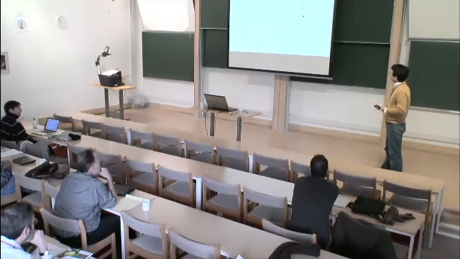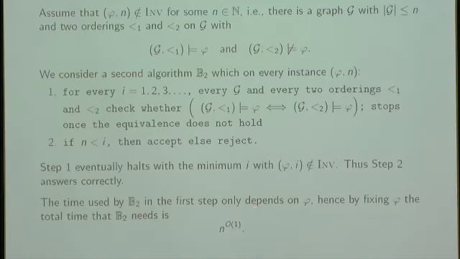And the running time of B2 on these instances phi n, the first step of B2, only depends on phi because it has nothing to do with n. And by fixing this phi, I know this B2 needs time only polynomial in n, in case phi is not order invariant. So you can see we have two algorithms, one dealing with order invariant phi, the second one dealing with not order invariant phi.